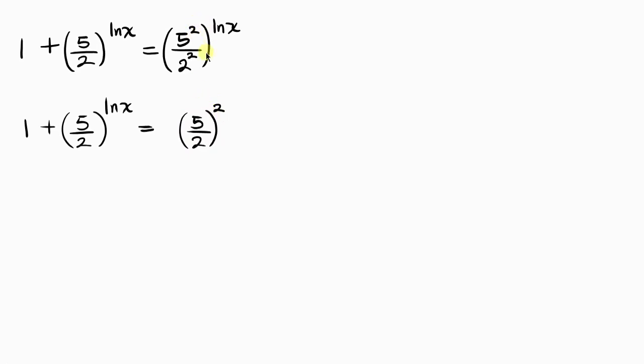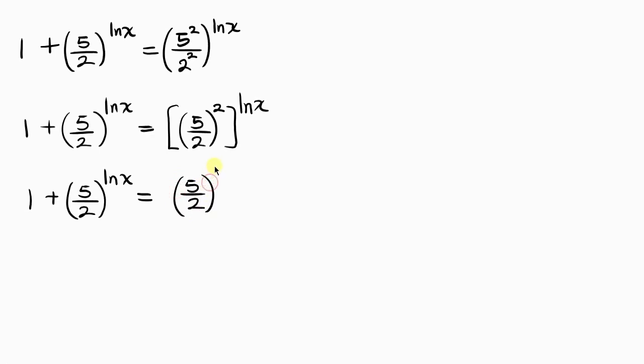And now remember, this is raised to the ln x. So let's raise this to the ln x. And you know, from indices, the powers multiply, which means we can switch the position of these 2 and the ln x. Let's go ahead and switch their positions. So I have 1 plus 5 over 2 to the ln x to be equal to, now this becomes 5 over 2 to the ln x, and this is raised to a power of 2.